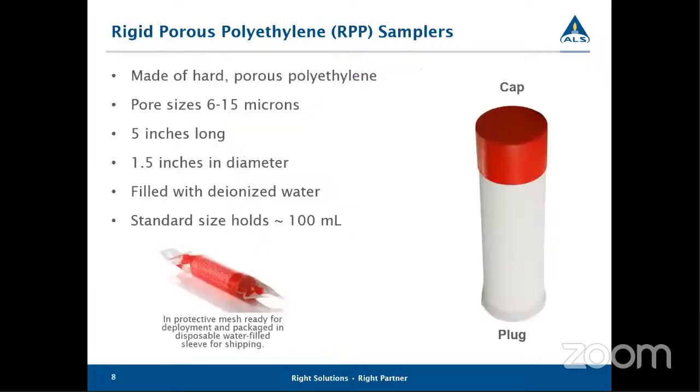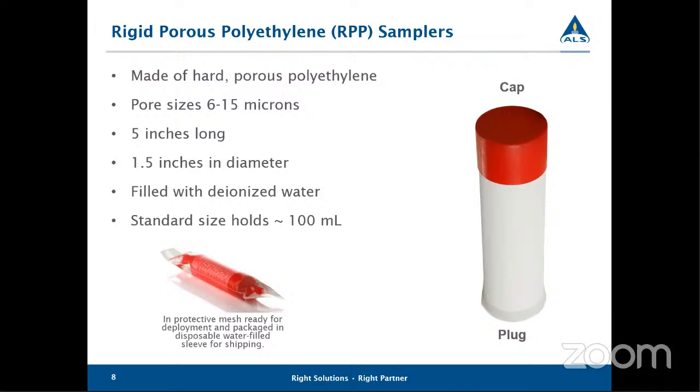Again, this is the RPP, the rigid porous polyethylene sampler. RPP samplers were invented not too long after the passive diffusion bags, sometime in the early 2000s. RPPs are made out of thin sheets of foam-like porous polyethylene, pore sizes 6 to 20 microns. When completely filled with water, the pores allow a water-water interface facilitating that same equilibrium of water-soluble analytes in the aquifer adjacent to the well screen with the deionized water inside the RPP.